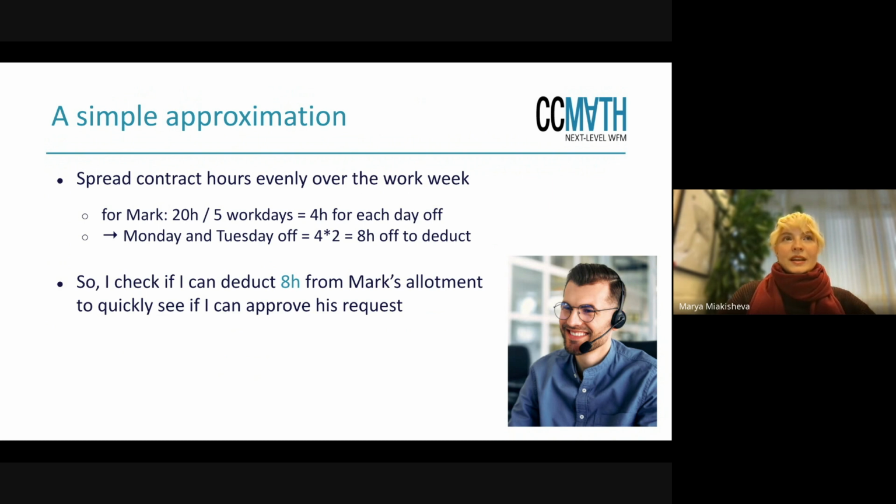Now, let's have a look at this simple approximation. If he works 20 hours in 5 work days, that means he works about 4 hours for each day. And then 4 multiplied by 2 is 8, exactly like a lot of you suggested in the chat. So now I will check if I can deduct 8 hours from Mark's allotment to quickly see if I can approve his request.